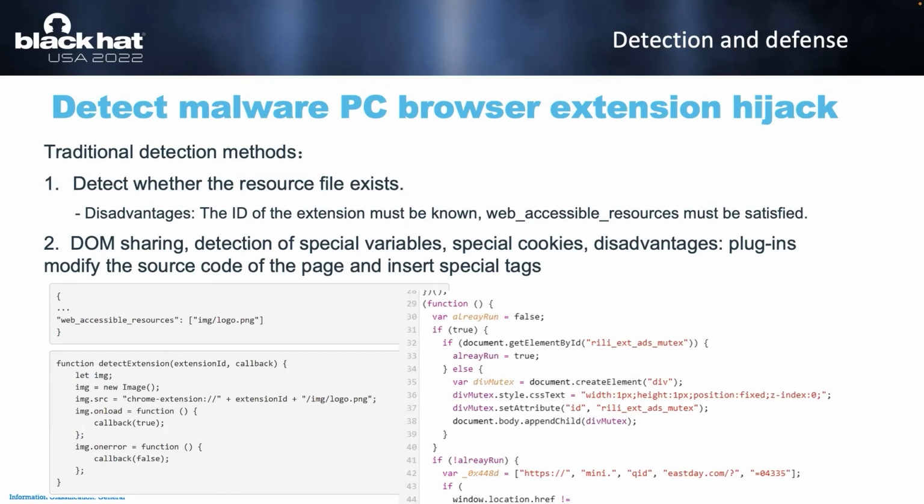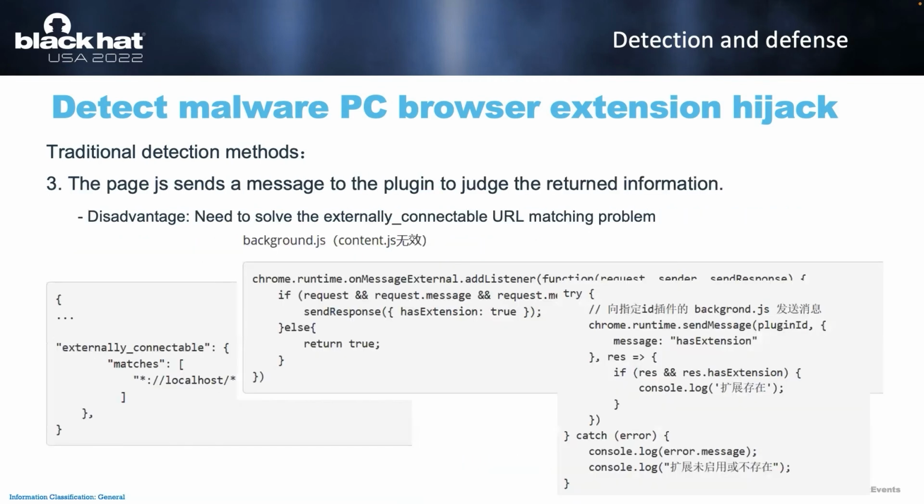Let's take a look at some publicly disclosed methods for detecting extensions in browsers. They detect the resources used by the extensions and detect whether the ROM has been modified. For example, the picture on the right is a malicious extension. After it runs, it will create a mutex element. We can traverse the DOM through JavaScript to detect if it exists.